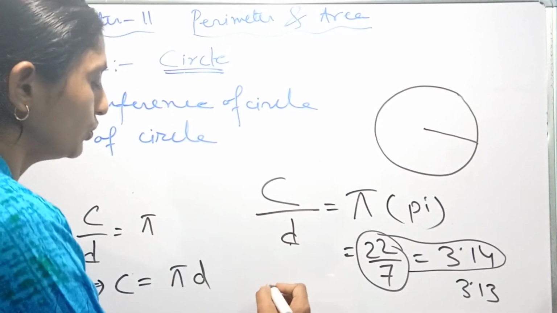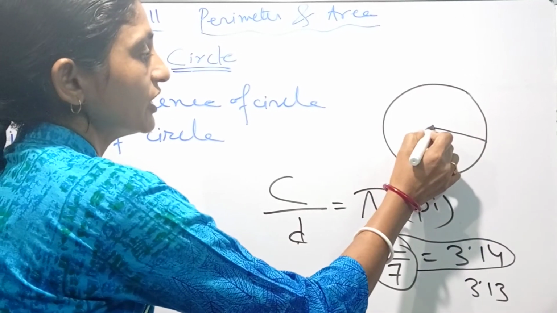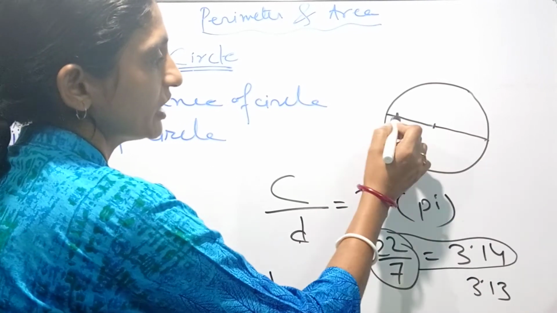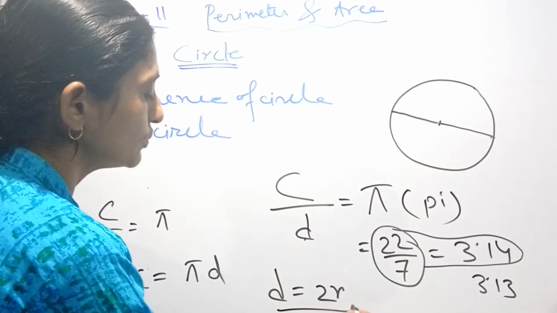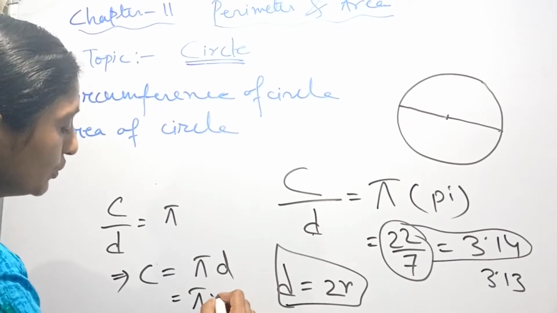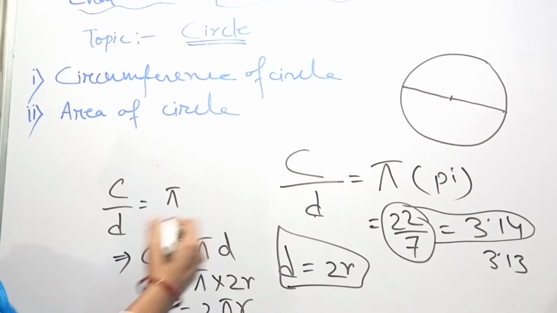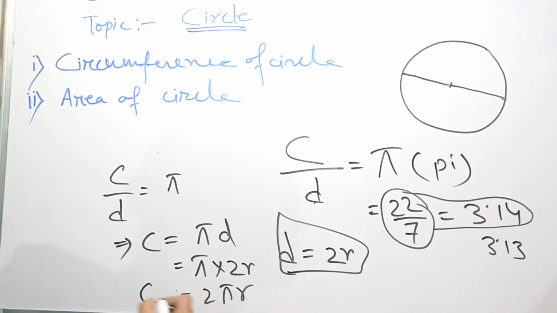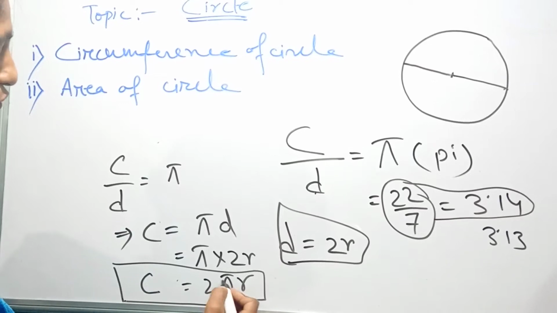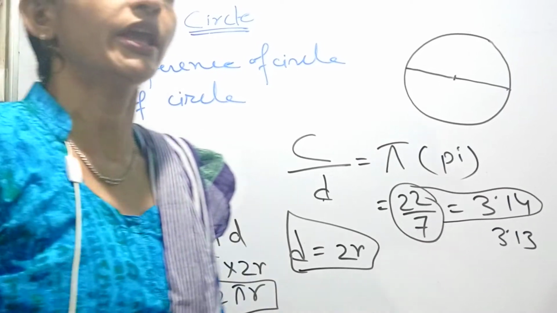And we know d means diameter, and the diameter is double the radius. If I draw another radius on the opposite side, that becomes the diameter of this circle. So d is equal to 2r. If I put 2r in place of d in pi into d, we get 2 pi r. So the formula we have got is that the circumference of a circle is equal to 2 pi r. By using this formula we can find the circumference of any circle.